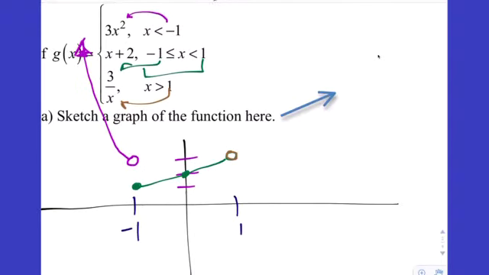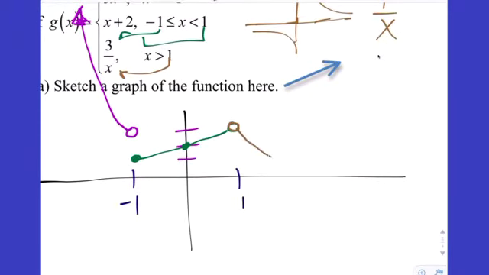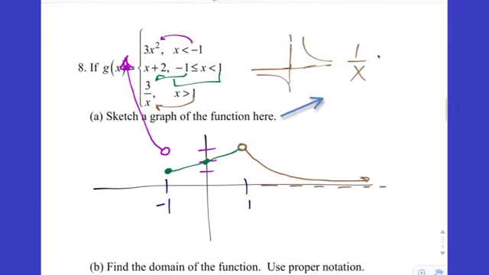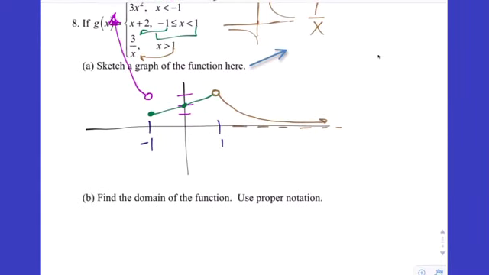And now the graph of 3 over x is going to be just like the graph of 1 over x. A quick review. 1 over x has a vertical and a horizontal, lives here and lives there. The 3 just stretches it vertically by a factor of 3, which we don't really show. So that graph is going to look something like that. It's going to approach the x-axis. And there's your function. That's what the graph looks like. Purdy, purdy, purdy. Okay?